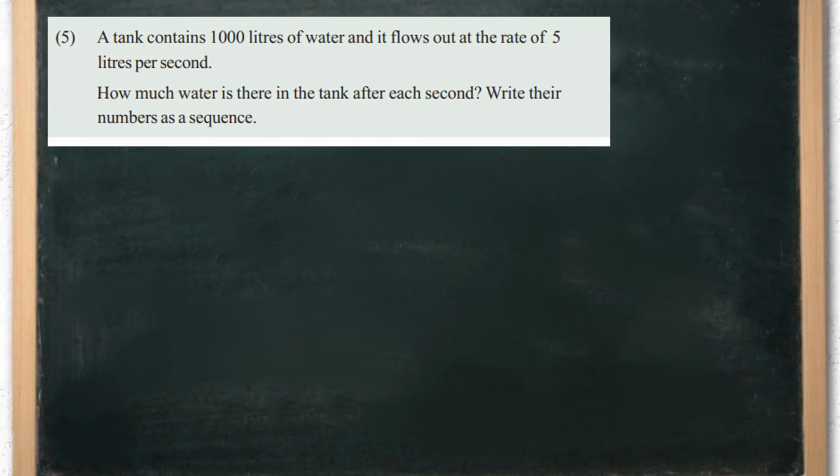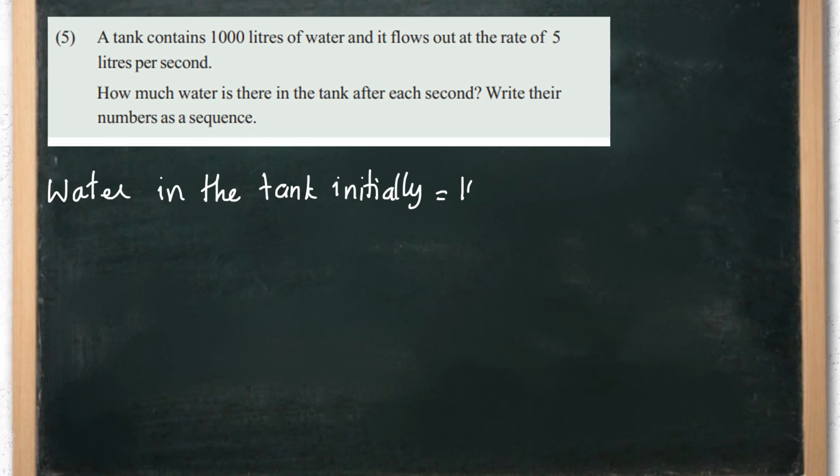Here's the fifth question. A tank contains 1000 liters of water and it flows out at the rate of 5 liters per second. How much water is there in the tank after each second? Write the numbers as a sequence. First of all, the water in the tank initially is equal to 1000 liters.